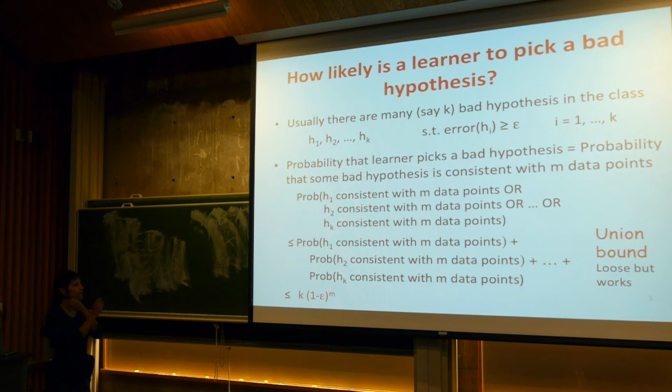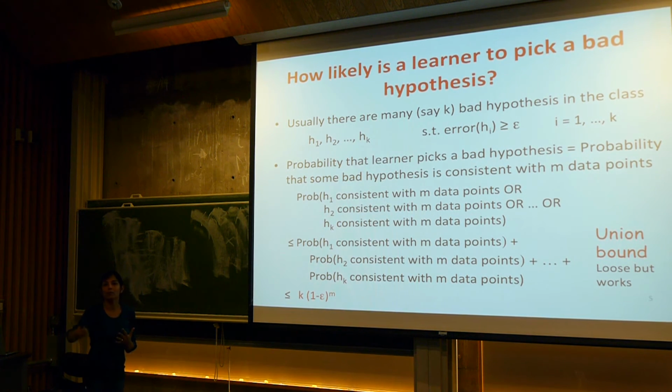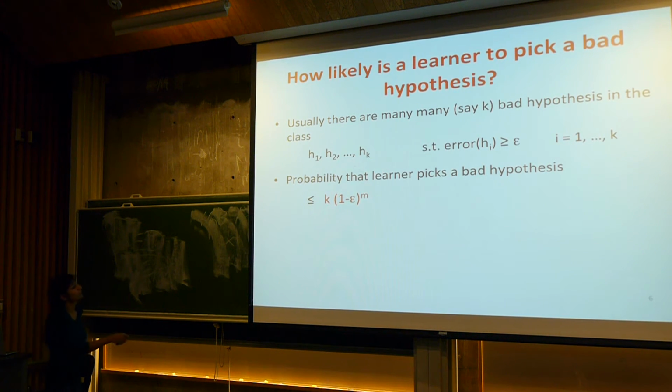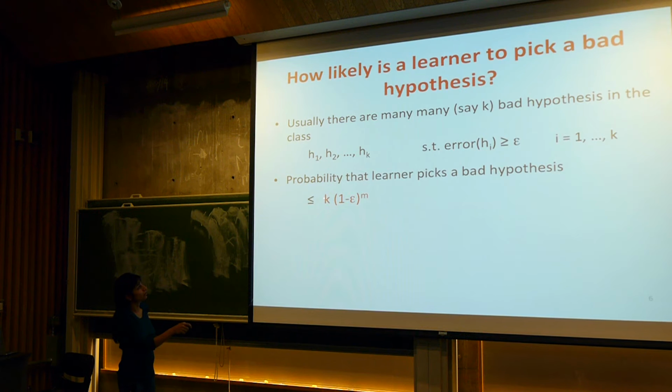So what we did on the previous slide, we asked what's the probability that a bad hypothesis is consistent with the training data. Now we are asking what's the probability that the learner chooses a bad hypothesis that's consistent with the training data, and there could be many bad hypotheses in our class, right? So we are just summing over all of them. That's why we get k times (1 minus epsilon) to the m. That's just a summary of what we did so far.